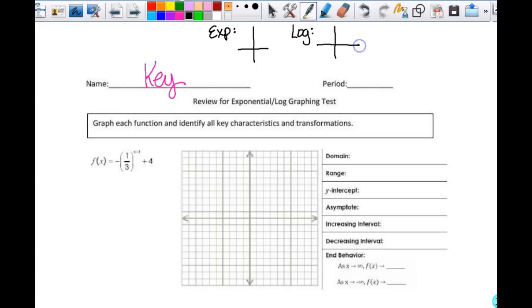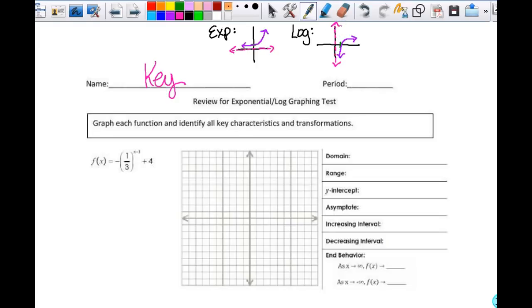And so these are just one version of the parent functions, right? For the exponentials, the parent functions all go through (0, 1), and the logs all go through (1, 0). And then the graphs themselves look something like this and something like this, where with the exponential, I have a horizontal asymptote, and with the log, I have a vertical asymptote.